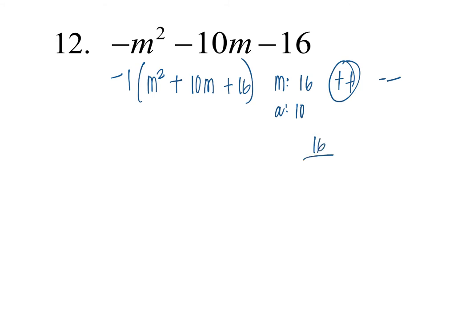So 16, you got 1 and 16, you got 2 and 8. You know what? There are more factors of 16. I could keep on going because I haven't started repeating yet, but 2 and 8 work, right? 2 plus 8 is 10, 2 times 8 is 16. So I don't have to keep going. Not if you're comfortable stopping.